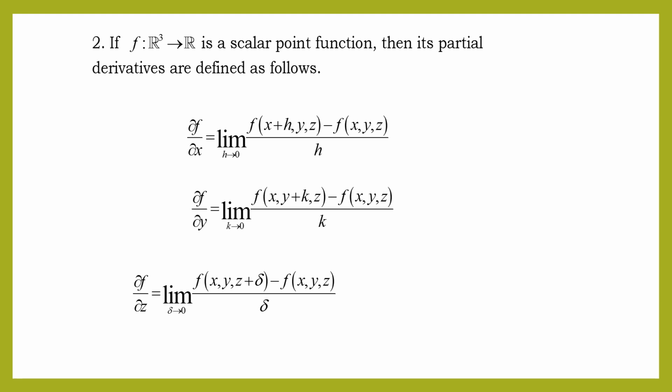0 f of x plus h comma y comma z minus f of x comma y comma z upon h. The next partial derivative dou f by dou y is defined by the formula limit k tends to 0 f of x comma y plus k comma z minus f of x comma y comma z upon k. The last partial derivative is given by dou f by dou z equals limit delta tends to 0 f of x comma y comma z plus delta minus f of x comma y comma z upon delta.